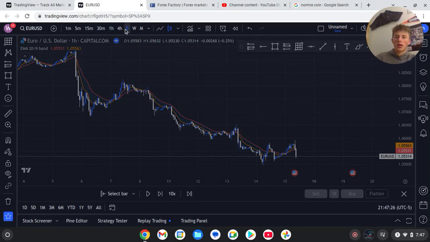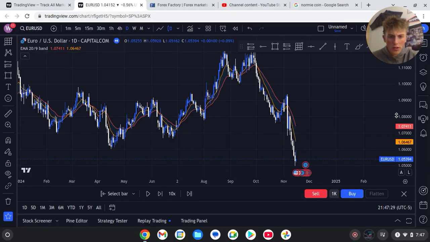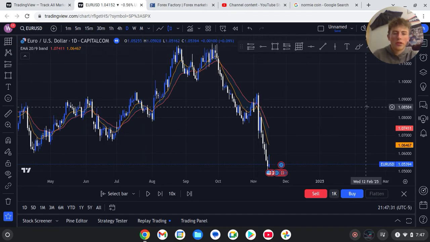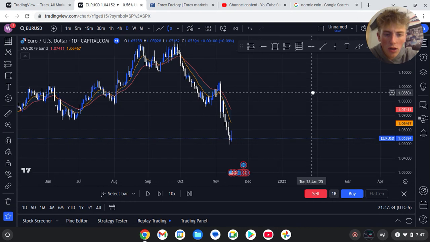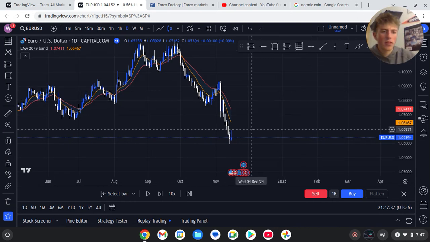So we can scroll onto the daily time frame. This is on EUR/USD. My strategy calls for a look. Where is the music at? We don't need that song.